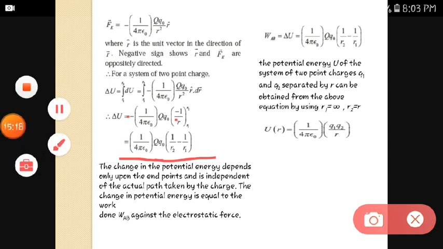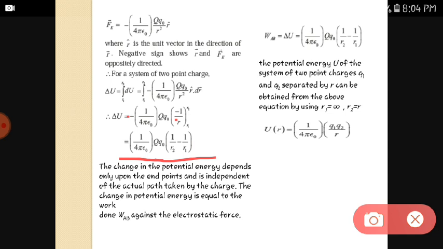So this is nothing but the change in the potential energy. And does it depend on the path or not? The change in potential energy depends only upon the endpoints, and it is independent of the actual path. How to go to that place is not important. The start point and end point are important. So it depends only on the end points but not on the path which is followed.